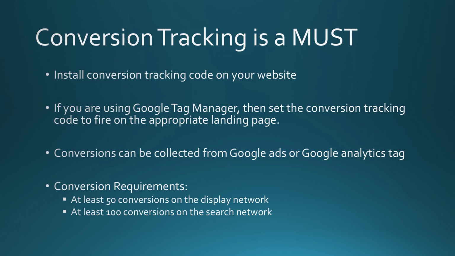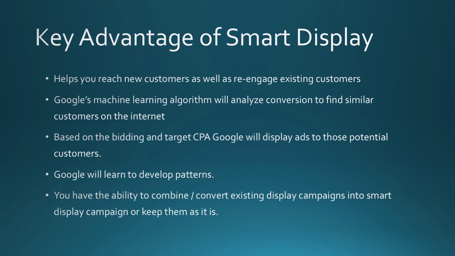So finally, I want to mention some of the key advantages of using Smart Display. The first one is you will be able to reach new customers that matches your existing customers. At the same time, the campaign will be able to re-engage your existing customers. Google uses machine learning algorithm that will analyze your conversions to find similar customers on the internet, and based on the bidding and target cost per acquisition, Google will display those ads to potential customers.